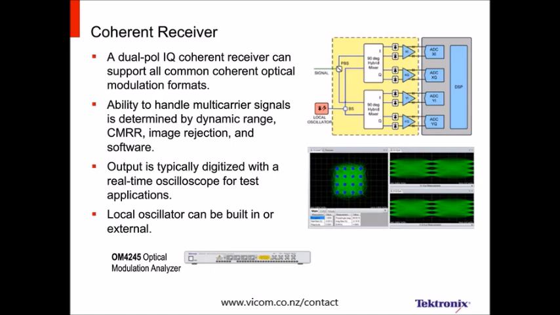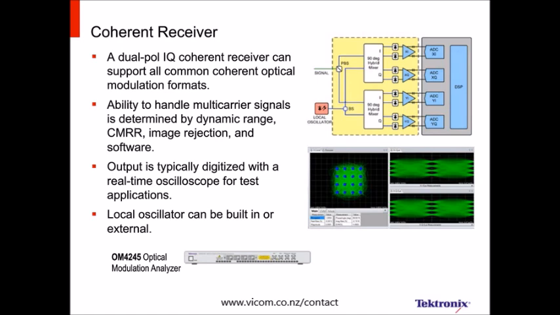And then once you have the downconverted optical signal down to baseband, it needs to be digitized and processed so that you can actually see the constellation and eye diagrams. So when you look at a coherent receiver for test and measurement purposes, one thing to keep in mind in order to handle multi-carrier signals is the dynamic range, the common mode rejection ratio, image rejection. All these things weigh on how able the receiver is to handle more than one signal.